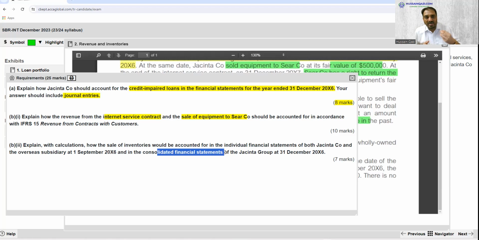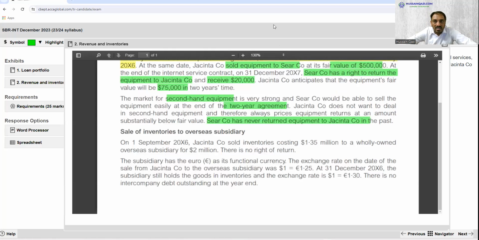So you just attempt it by yourself and compare with the suggested answer. I will provide you the description as well as the calculation part. So this is all about the Jacinta question. And you can also read the examiner report extract. So this is the complete discussion of the Jacinta point. Now students, this is all about Jacinta, thank you very much.